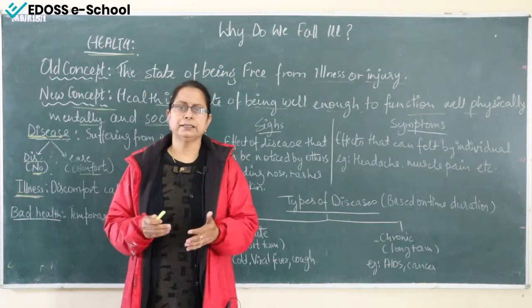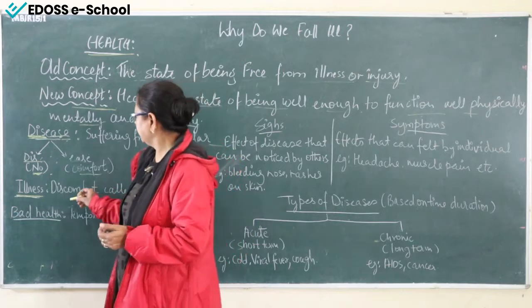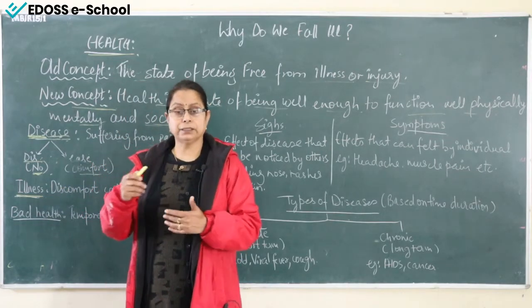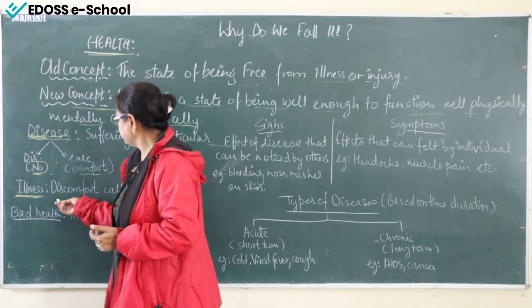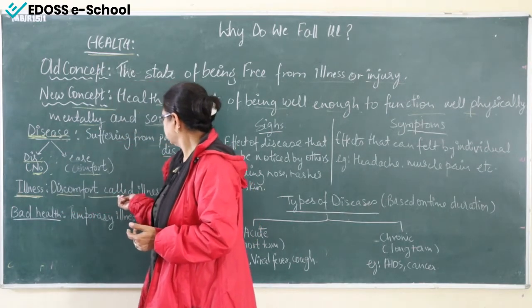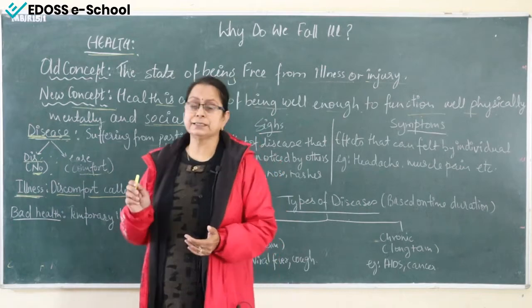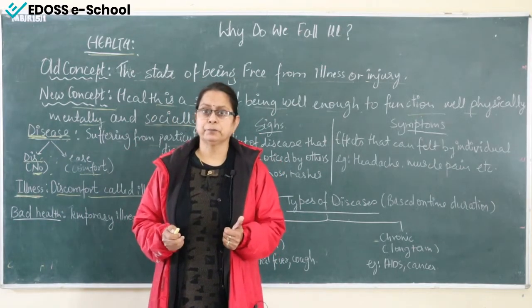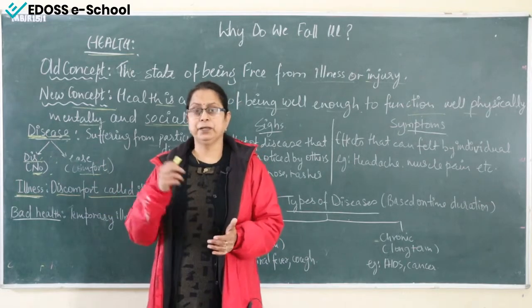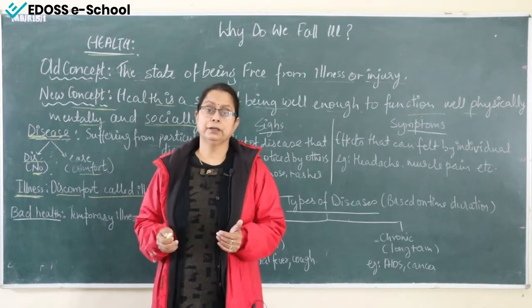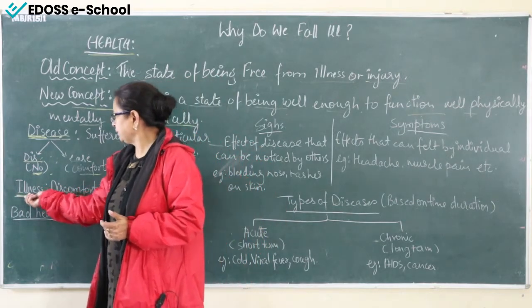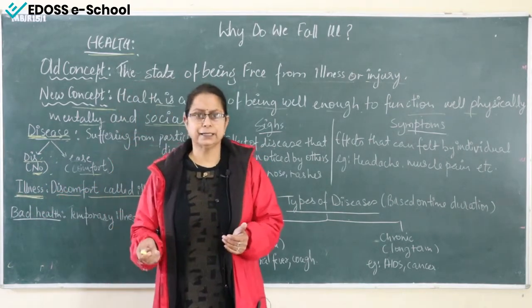Related, very related concepts are there. Regarding illness, to whom do we tell a person is ill? What does the term illness mean? Illness means discomfort. When a person feels himself in a very uncomfortable position, maybe through the society, maybe at the mental level, or maybe at the physical level, then it is called illness. When a person does not feel comfortable, that is illness.